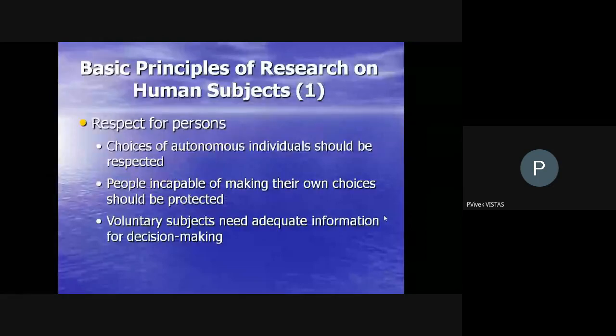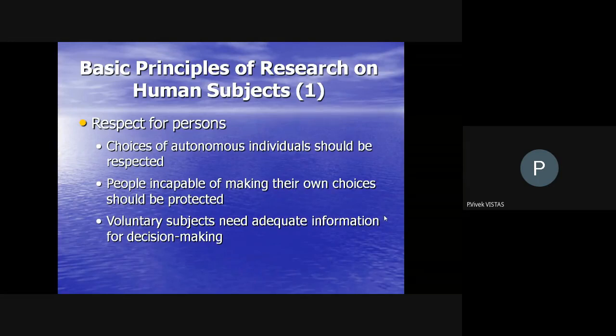So respect for persons is nothing but choices of autonomous individuals should be respected. Individual persons involved in the human subject should be treated well. People incapable of making their own choices should be protected. அவங்களால decision எடுக்க முடியல அப்படின்னா அவங்களோட டிபெண்டன்ட் கிட்ட நம்ம எல்லாமே டிஸ்கஸ் பண்ணி we need to get prior approval and then only we need to go for that. So several protections should be there if the people are incapable of taking their own decision.